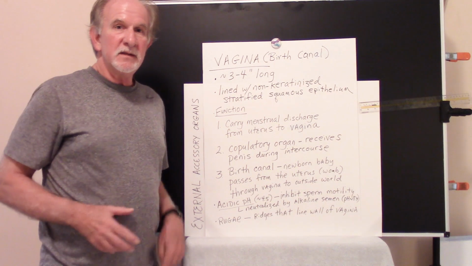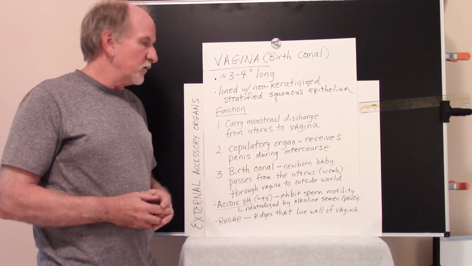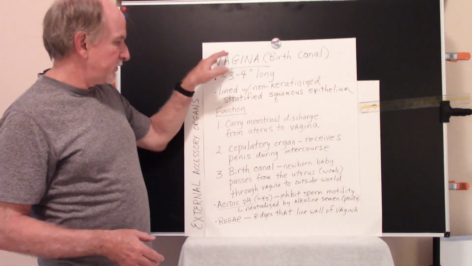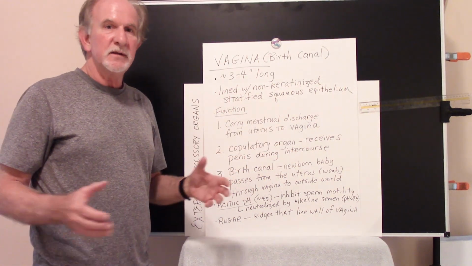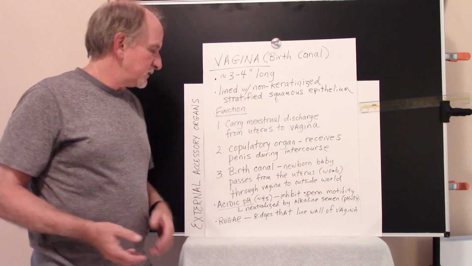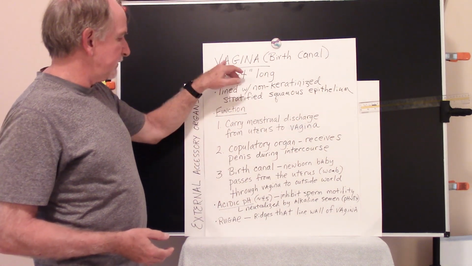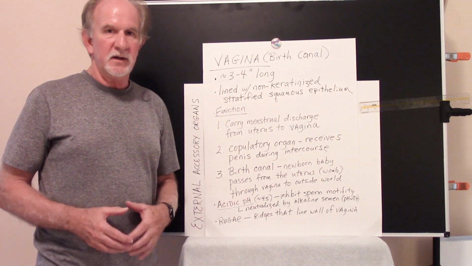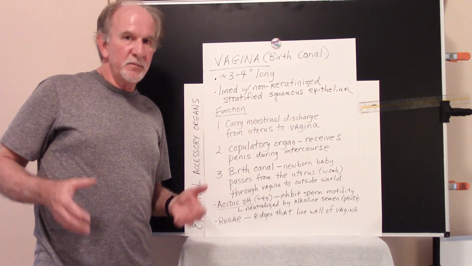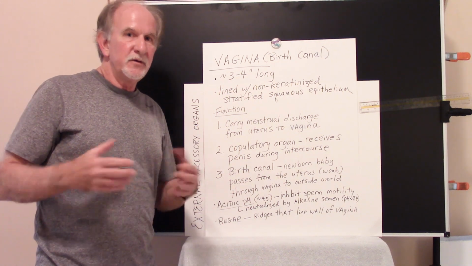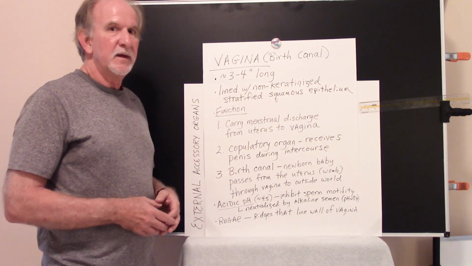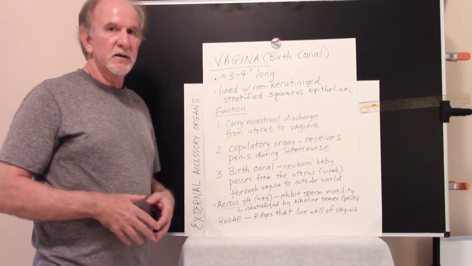Secondly, like the penis, it is a copulatory organ. Copulation means sexual intercourse. And the vagina receives the penis during intercourse, which allows for the transfer of sperm from a guy's body into a female's. And finally, the vagina is known as the birth canal because the newborn baby that developed over a 9-month period within the uterus has to pass through the vagina on its way out into the end of the world.